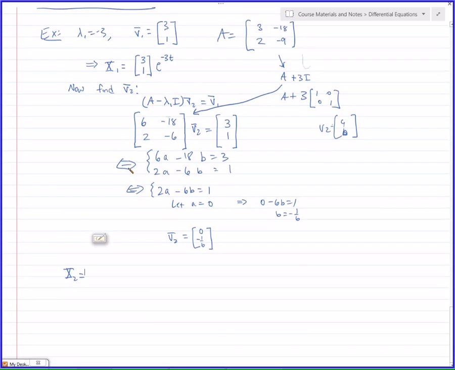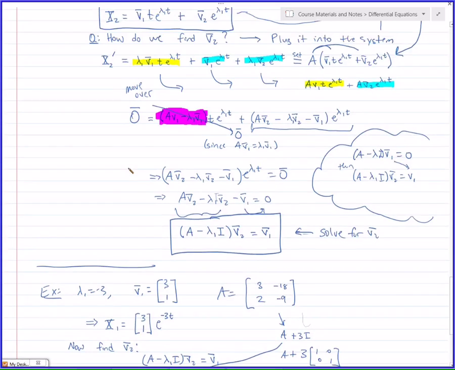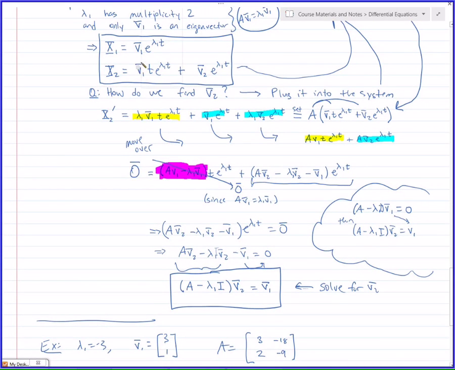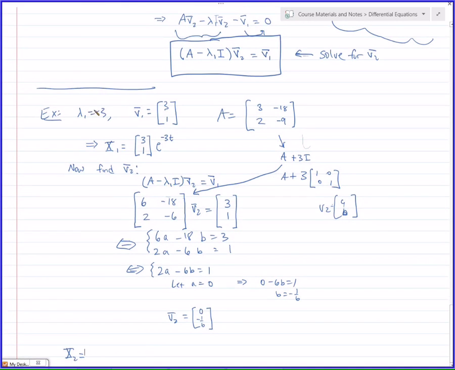All right, now that means x2 is, go back up here and look, peek if you need to. It's v1, which is your eigenvector, t e to the lambda 1 t. So 3, 1, t e to the negative 3t, plus 0, negative 1/6, e to the negative 3t.